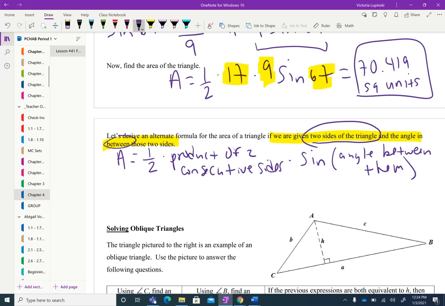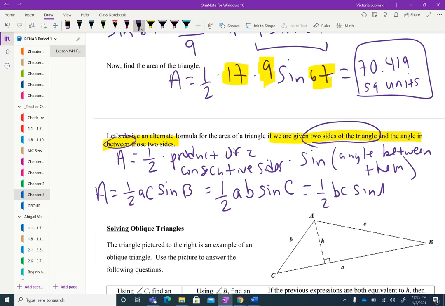So if we take those words, 1/2, the product of two consecutive sides, times the sine of the angle between them, we're actually going to come up with three formulas that you could use for any triangle ABC. So if you're trying to use triangle ABC, you could say 1/2 A times C times the sine of B. Based on the position of the variables, big B will always be the angle between side A and side C, which would, of course, then give us a second version, which would be 1/2 AB, and then times the sine of C, which would then ultimately give us the third version, so 1/2 BC times the sine of A.